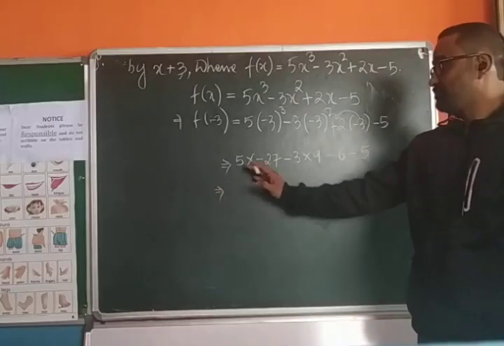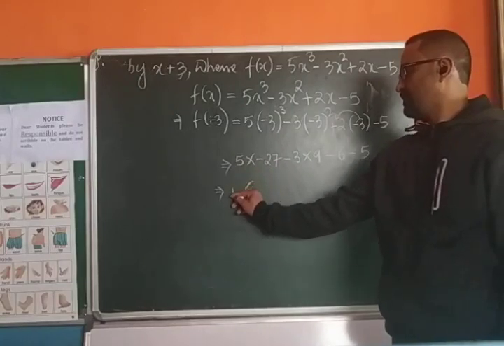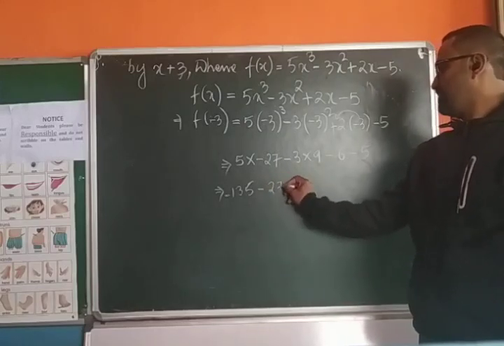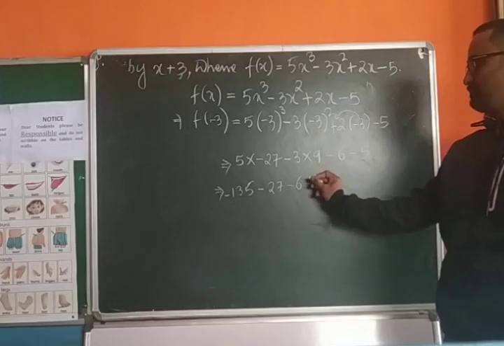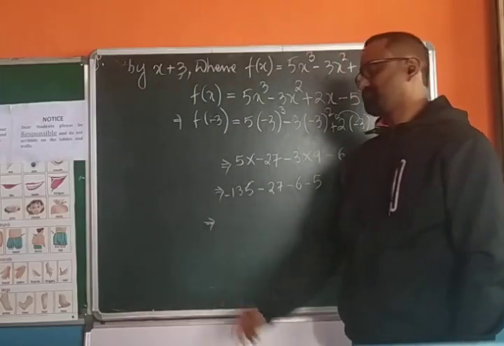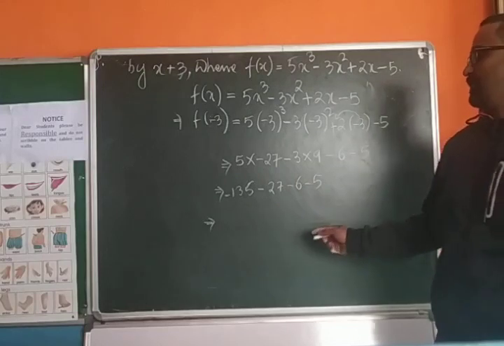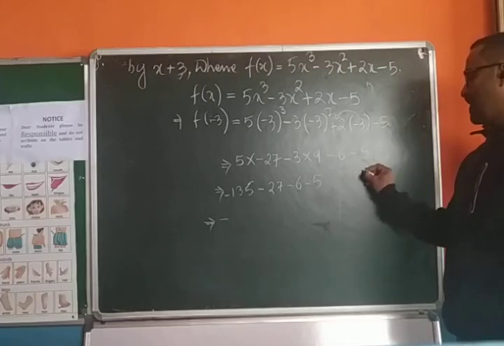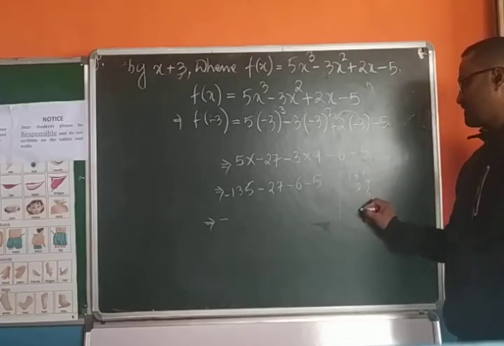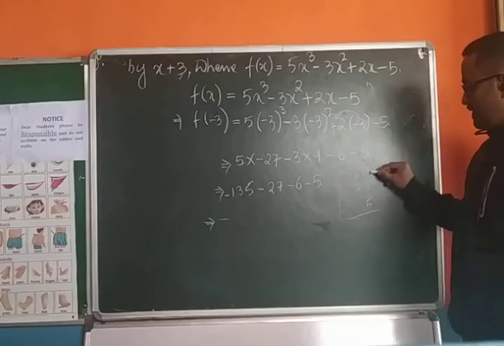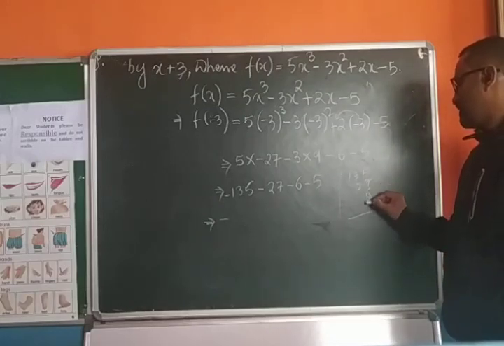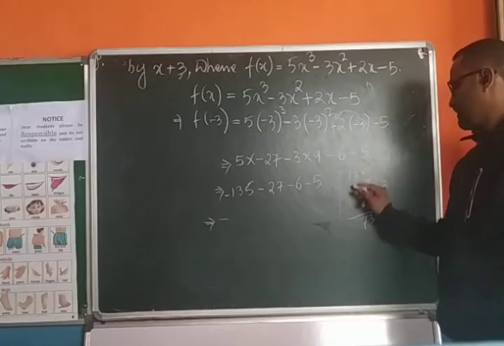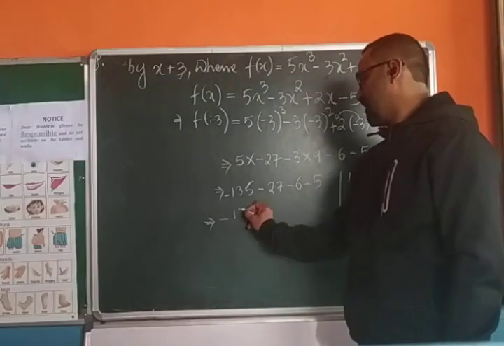Do the multiplication. 35 minus 135 minus 27 minus 6 minus 5. Add these values because you have negative numbers. Sign remains minus. Add it up. You can write at the side and add: 135, 27, 6 and 5. It is minus 173.